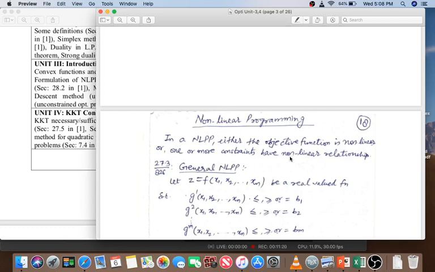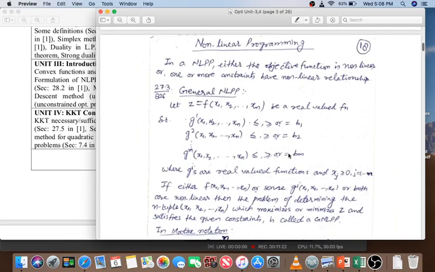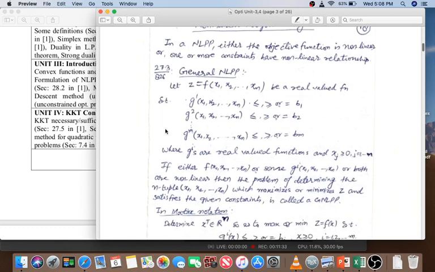Non-linear means, of course, you may have the degree of x1, x2 more than 1, or you may have a product term. Here these page numbers are from your textbook, Kanti Swaroop. I have put here a number. It is your textbook number. If you have the Xerox or notes, you can see it from there.